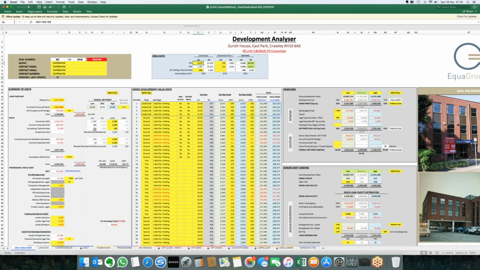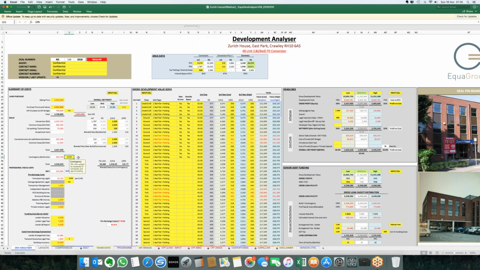So this information comes through here. We've got a little budget in there for any external works as well. It could be carport lining, it could be some tree work externally. So there's a small budget in for that, and then that gives us our total.